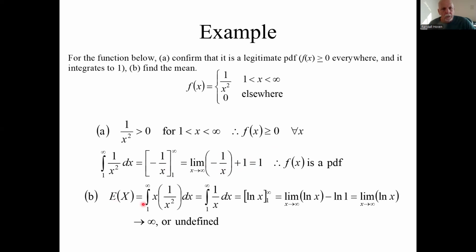And what about the mean? There, I multiply PDF by x. I get 1 over x. That integrates to natural log. Limits are 1 to infinity. And upper limit is infinite. This is kind of weird. You get a mean of infinity or the mean is undefined.